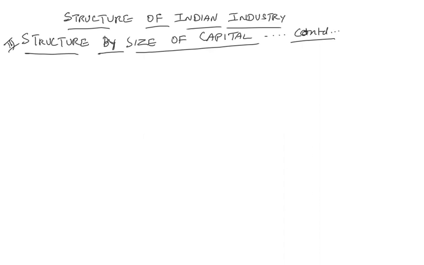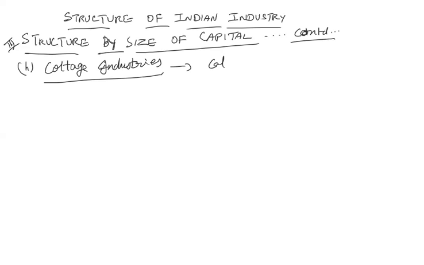And the next one we have is the cottage industries. So mostly these cottage industries are categorized under small scale industries, but it is a home based industry. So mostly the family members themselves will work.